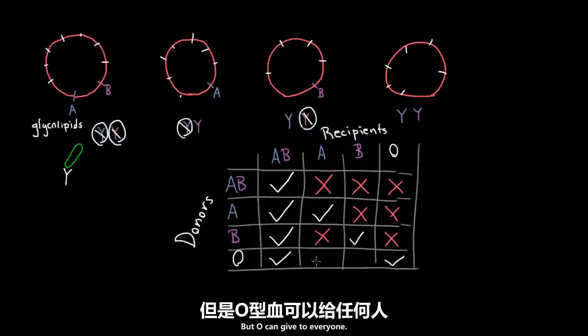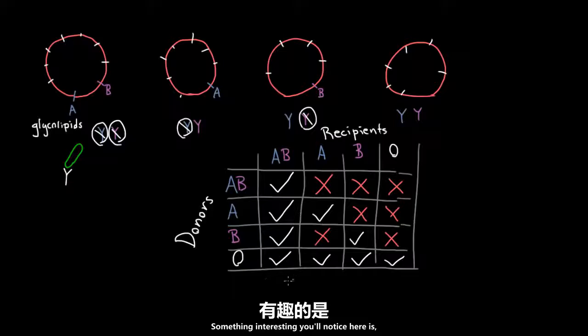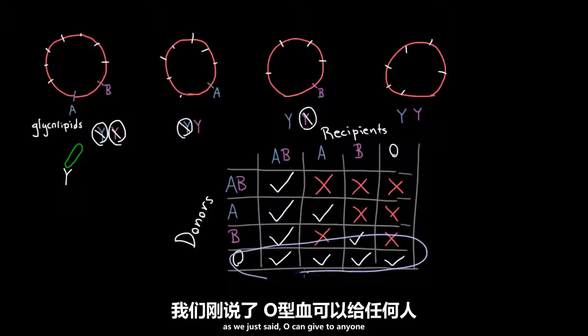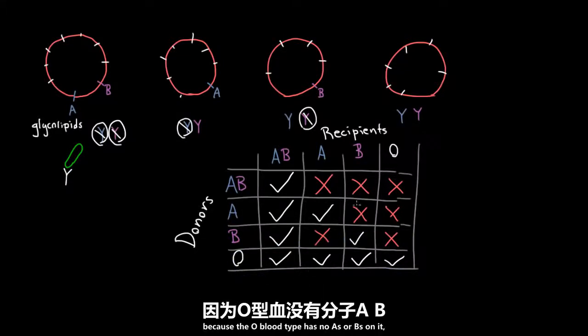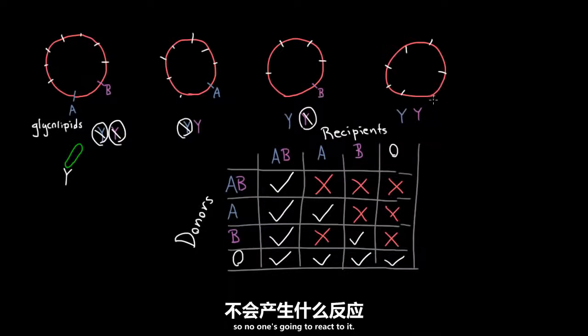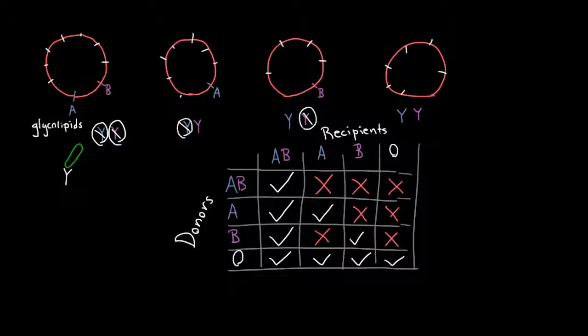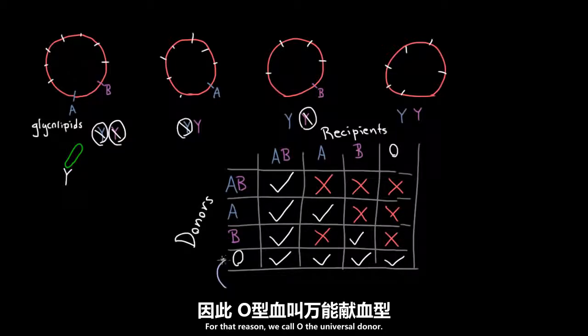But O can give to everyone. So something interesting you'll notice here is, as we just said, O can give to anyone because the O blood type has no A's or B's on it, so no one's going to react to it. So for that reason, we call O the universal donor.